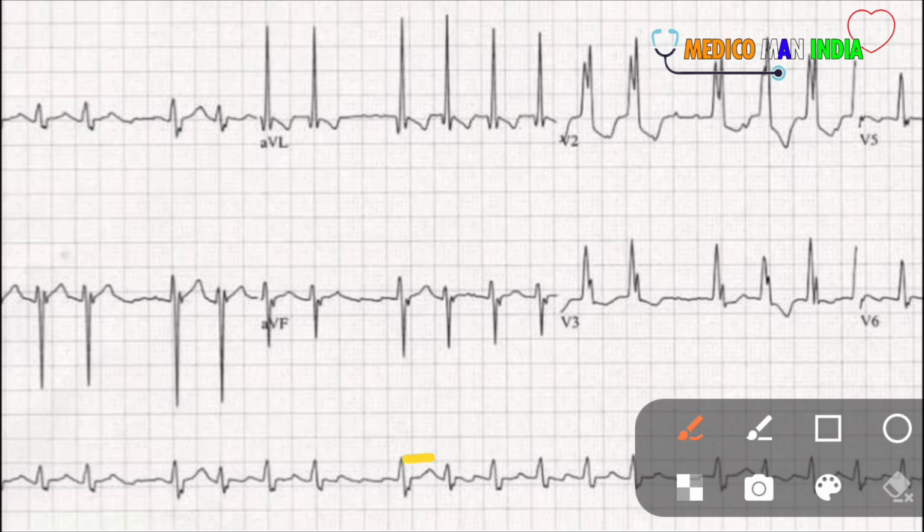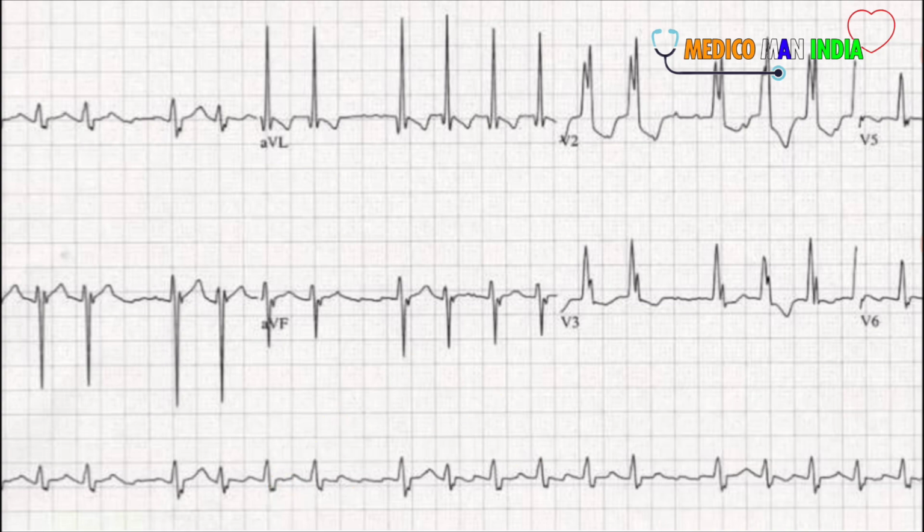Now check the RR interval of every QRS complex. Here is the RR interval. There is an unequal RR interval. You can check the RR interval here and the RR interval here is different. There is an unequal RR interval and there is no proper P wave followed by a QRS complex. You can check there is no proper P wave followed by a QRS complex. I hope you are understanding. See the lines. There is no proper P wave, the P wave is not followed by a QRS complex, and there is an unequal RR interval.